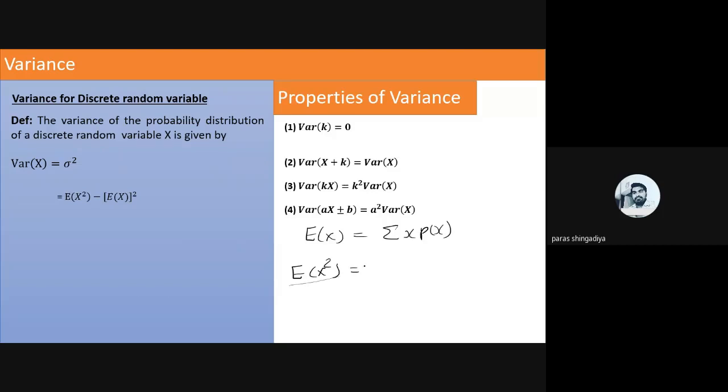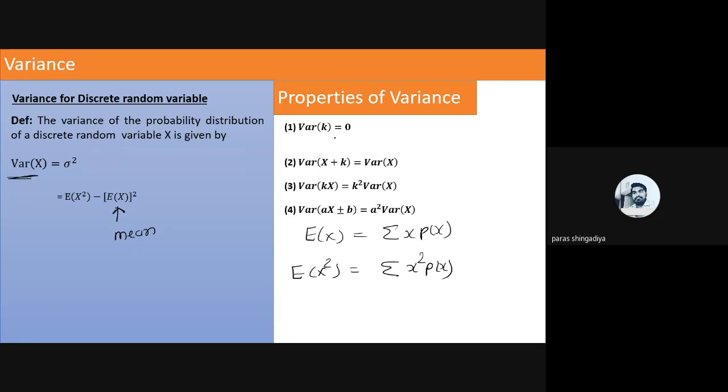And now what is the formula of E of x square? You just replace x by x square, so it will be sigma x square into p of x. Here we take the square of the random variable, multiply with its probability, and then find its total; that is called E of x square. The second part, E of x whole square, is the mean itself. Just replace the answer of the mean here and find its square, and then find the difference of both, and you will get the answer of the variance.